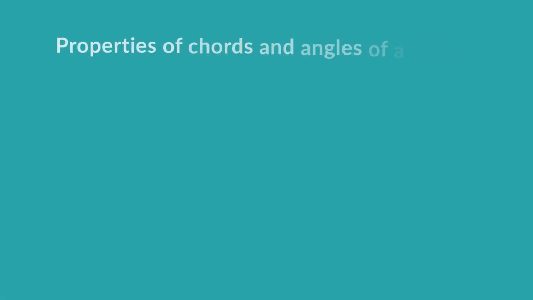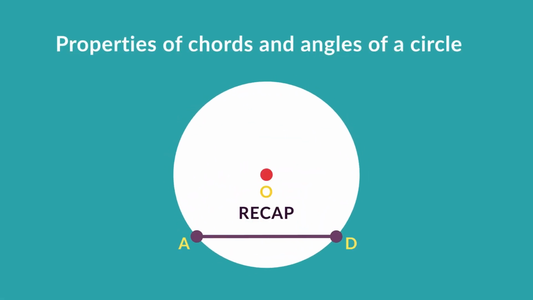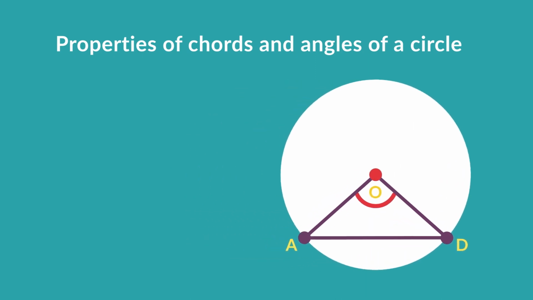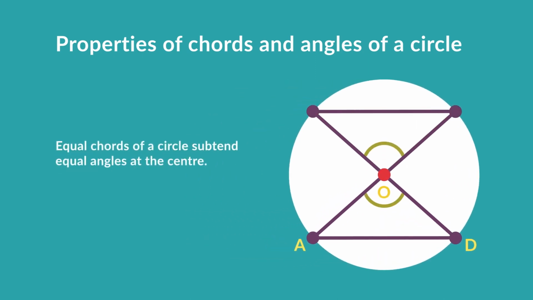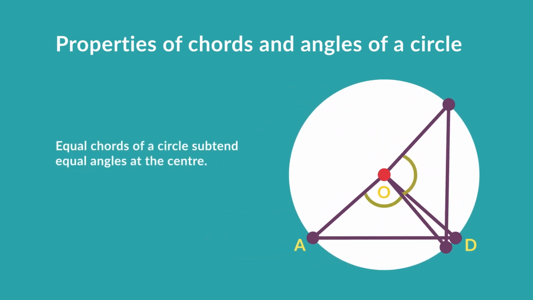We're going to cover some circle theorems in the next few minutes, but first, a quick recap. A subtended angle is the angle made by a line, arc, or object. Equal chords of a circle subtend equal angles at the center.